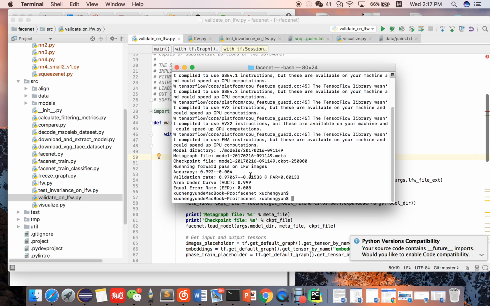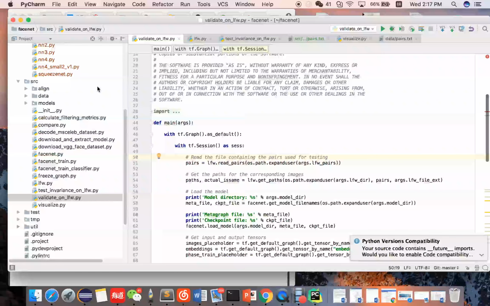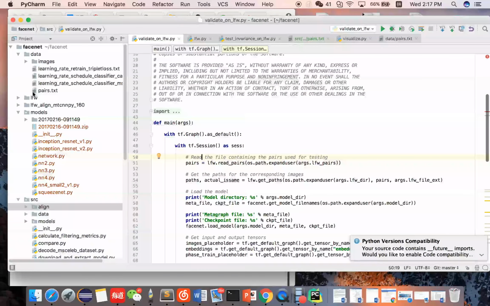It shows here. We can see that the accuracy is about 99%, and the validation rate is about 97%. The error rate is very low. So it means that the FaceNet algorithm can recognize faces successfully, and the output data is shown here.